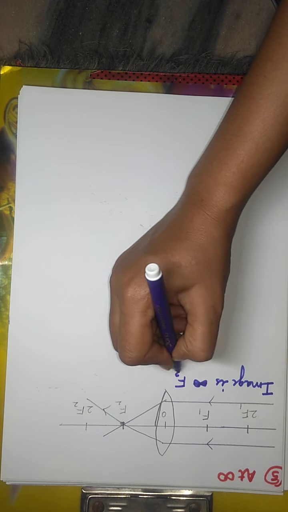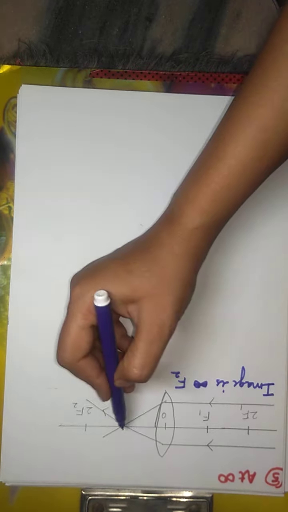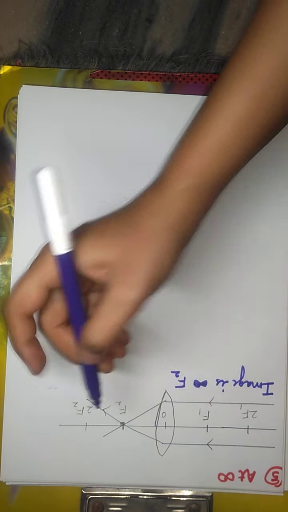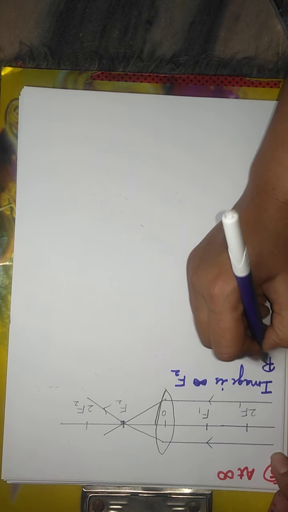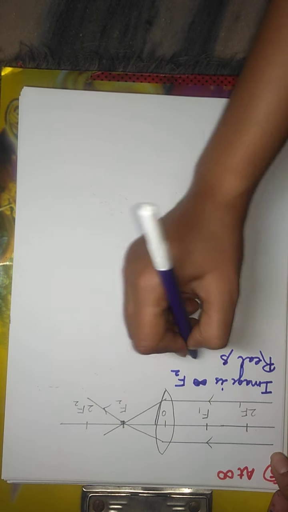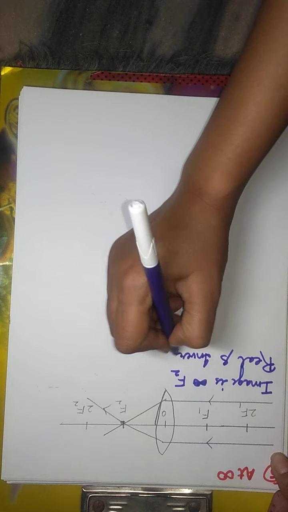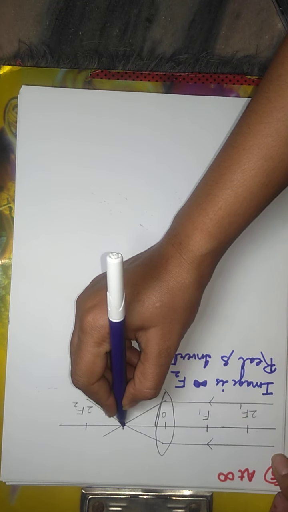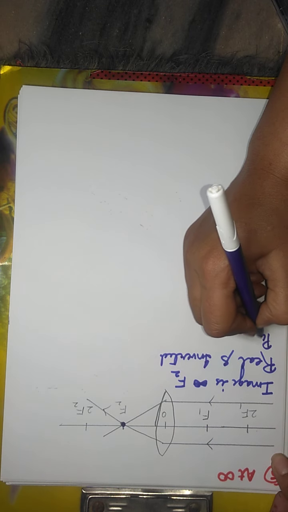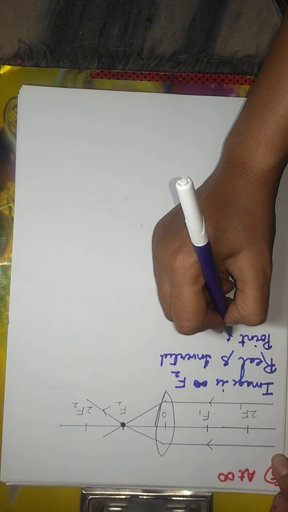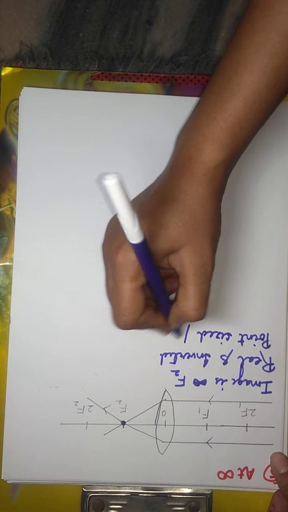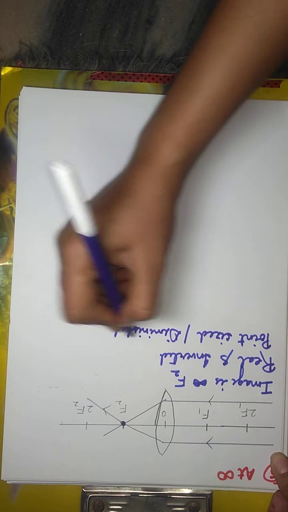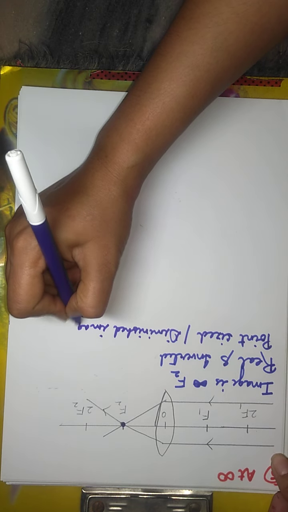इमेज कहाँ बनी? फोकस पे, F2 पे, क्योंकि दोनों रेज कहाँ मीट कर रही है? एट F2. And actually the rays are meeting, that is why the nature is real and inverted. Real and inverted. And what is the size of the image? It is point sized. Point sized or diminished image. Diminished image is formed. Clear?